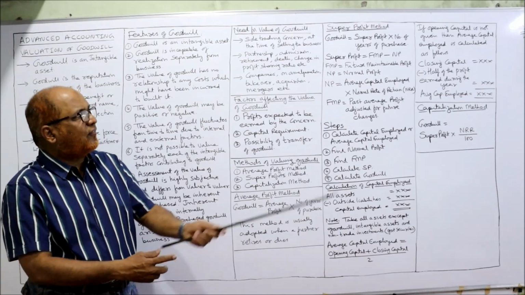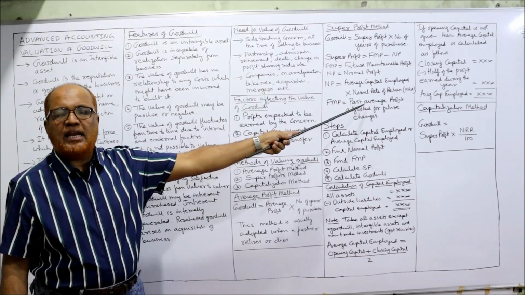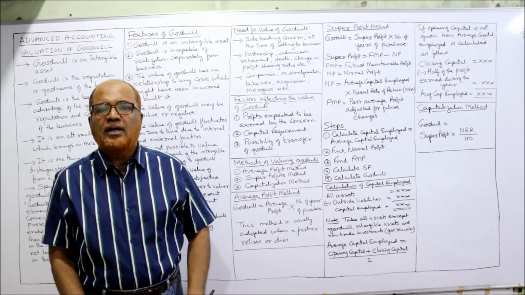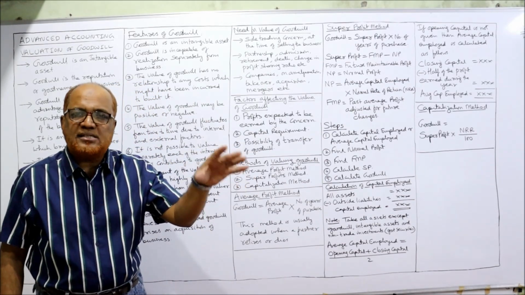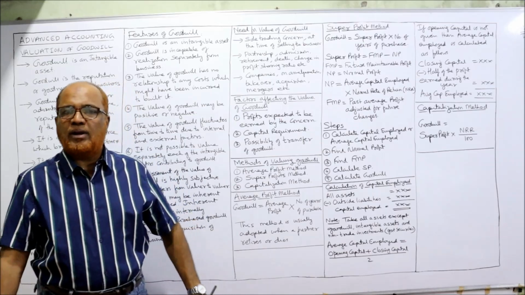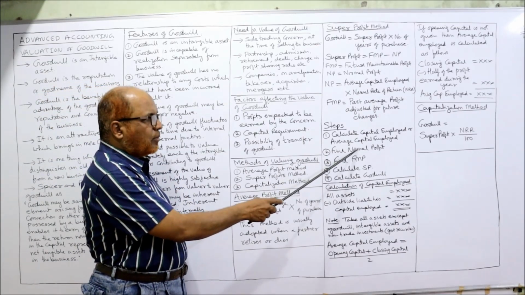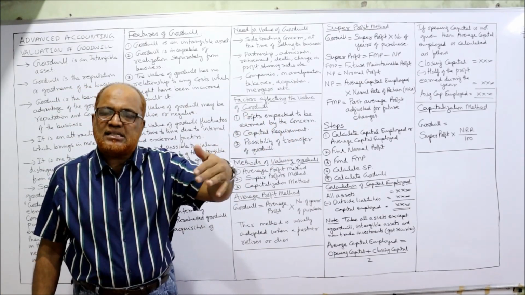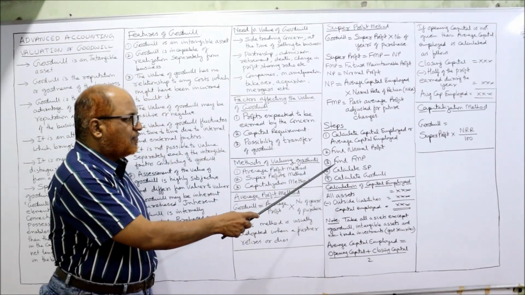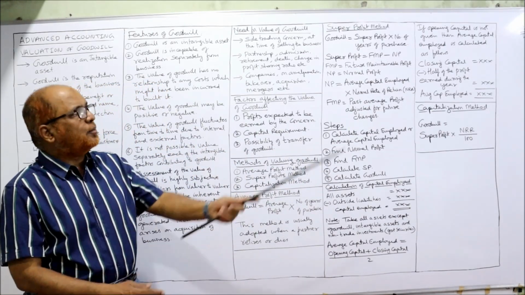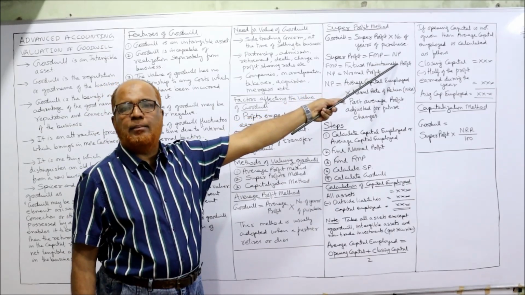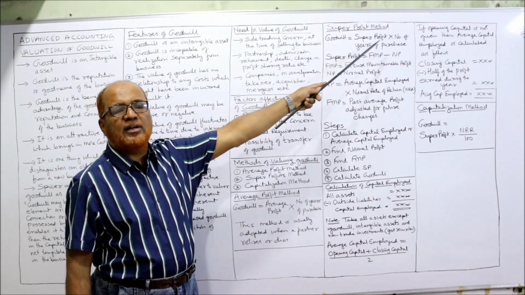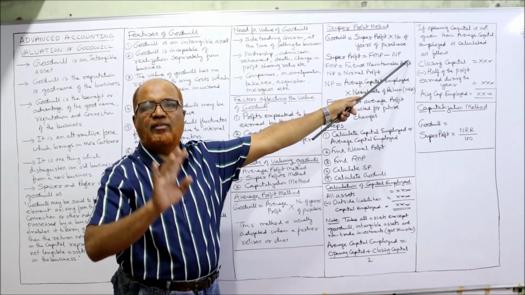For normal profit, we have the formula average capital employed into NRR, normal rate of return, that will be given in the problem. The return which other businesses are earning in the same industry, that is called normal return. So NRR will be given. So normal profit we got. Find the FMP, the past average profit which is adjusted for future changes, that is FMP. Then calculate super profit. Super profit is equal to FMP minus NP. Once you get super profit, you can calculate goodwill. Goodwill is equal to super profit into number of years of purchase, which will be given in the problem.